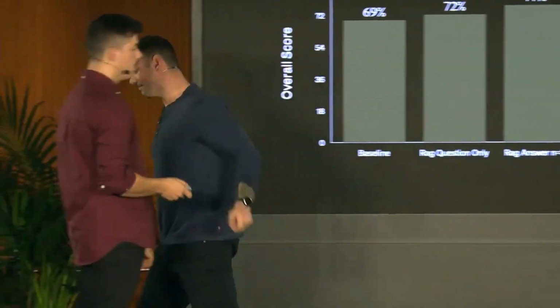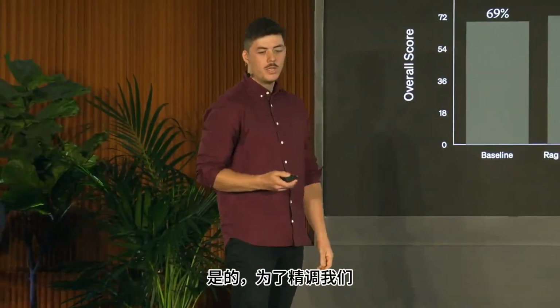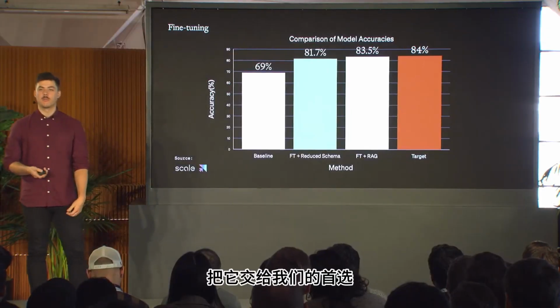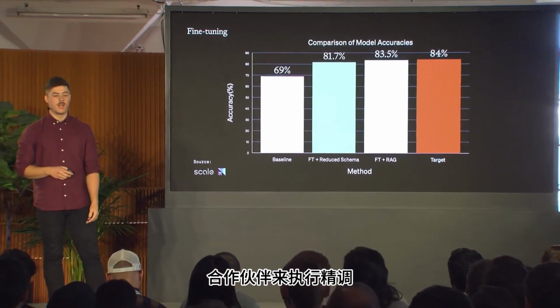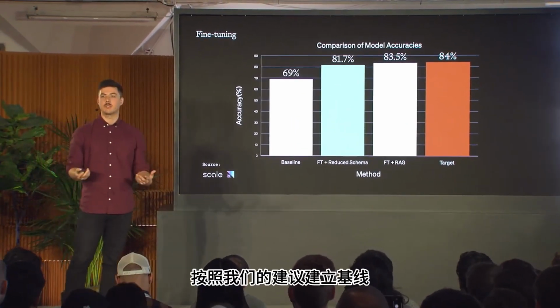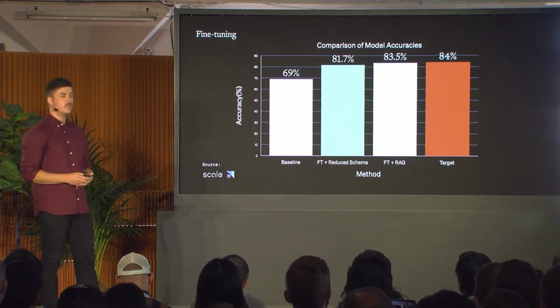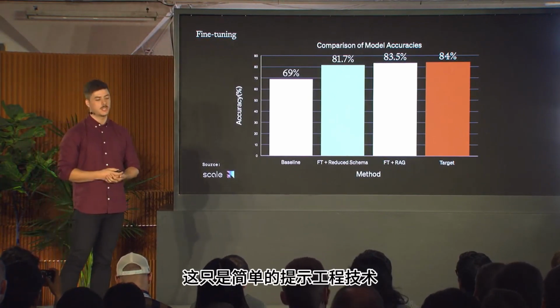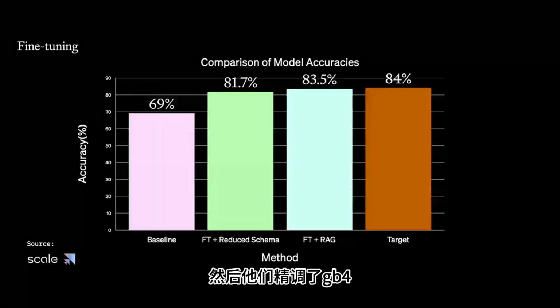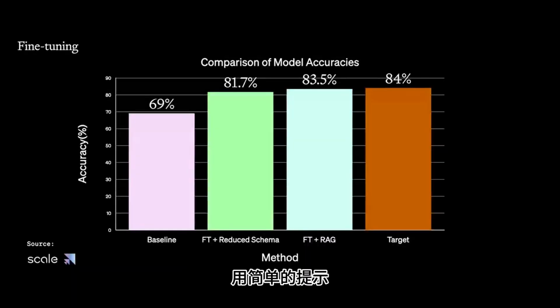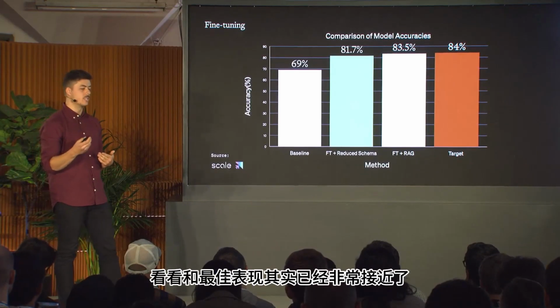Yeah, so for fine-tuning, we turned it over to our preferred partners for fine-tuning at Scale AI. They started off by establishing a baseline, as we recommend, right? The same baseline that we saw on the previous slide of 69%, with just simple prompt engineering techniques. They then fine-tuned GPT-4 with simple prompt engineering techniques where you just reduce the schema as it goes into the example, right? So a very simple fine-tuned model, a little bit of prompt engineering, and they got all the way up to close to 82%. So we're now within striking distance of state of the art.